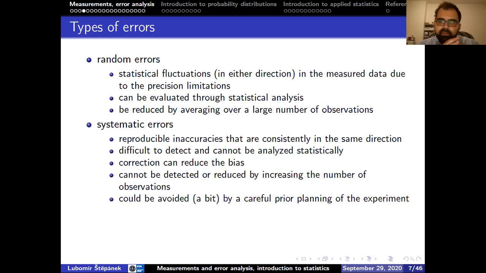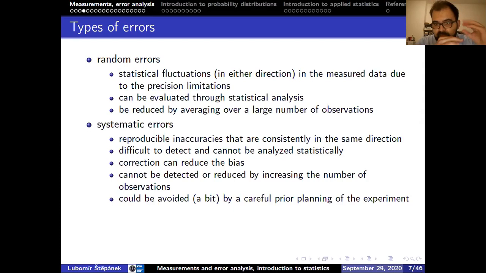It's based on the law of large numbers. So, random errors will definitely be there in all our measurements, so we have to deal with them. But as I told you, a good piece of news is that they can be reduced by averaging, because if the statistical fluctuation is in both directions, then by averaging the overestimating and underestimating readings of the quantity, we are going to the middle somewhere between the over and underestimating measurements. It means that we are going closer to the true value.